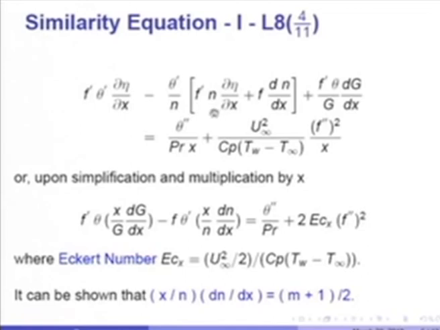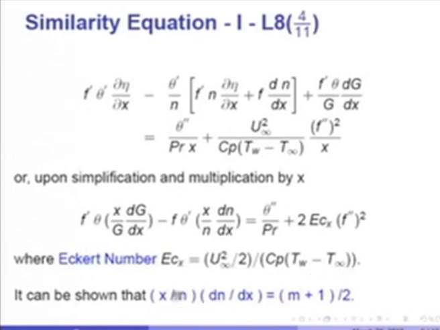So, essentially you then have this term f dash theta d divided by g x, and multiplying through by x, I get f dash theta x dg by dx minus f theta dash x over n dn by dx equal to, that is this term, theta double prime divided by Prandtl plus 2 E c x f double prime square, where Eckert number E c x is defined as u infinity square divided by 2 divided by Cp into Tw minus T infinity.